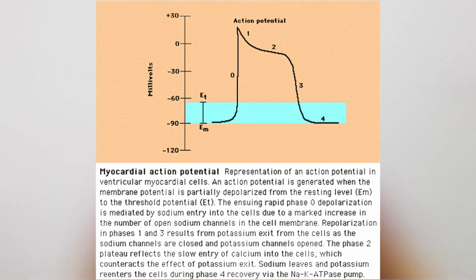Potassium is going out. Then you can see in that diagram repolarization in phases 1 and 3 that results from potassium exit from the cells as the sodium channels are closed and potassium channels are opened. See phases 1 and 3, that is repolarization. Depolarization is phase 0, then 1 and 3 show declining repolarization, but sodium channels are closed and potassium channels are opened.